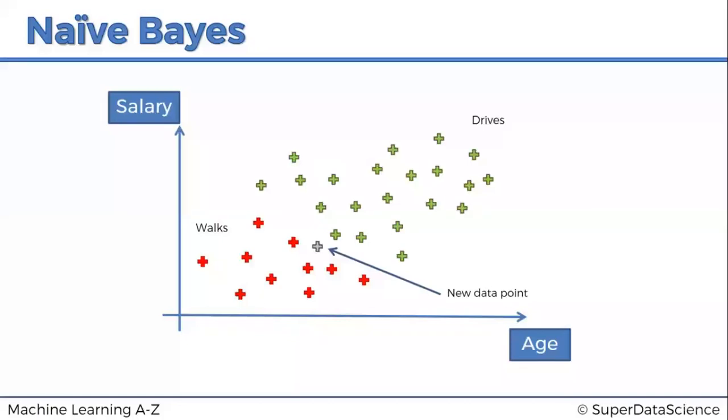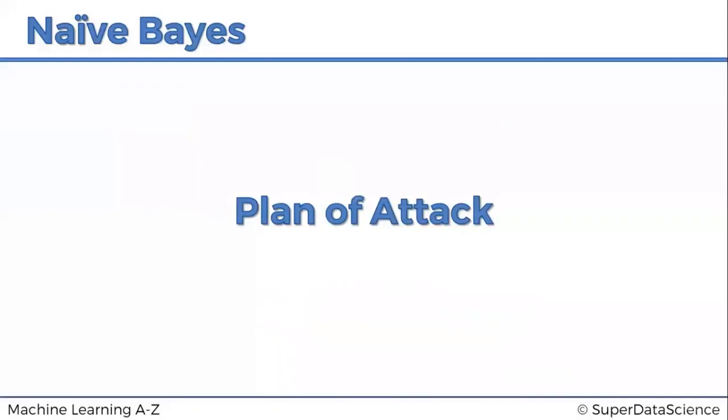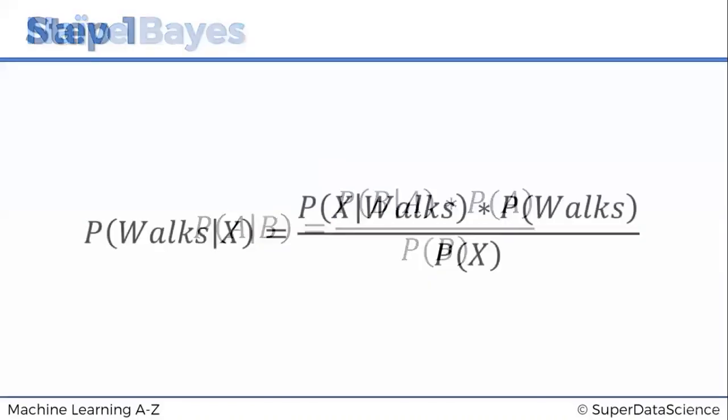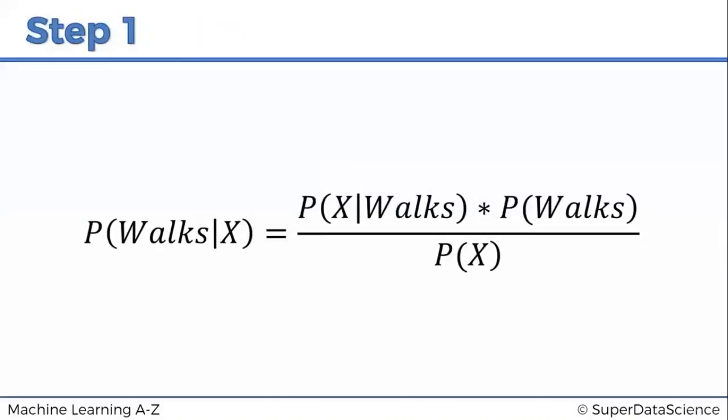All right, so how are we going to approach this? We need a plan of attack. It is going to be quite a complex approach, but at the same time, we're going to break it down into steps and it'll all make sense. It'll be very easy to understand. So our plan of attack. We're going to take the Bayes theorem and we're going to apply it twice. First time, we're going to apply it to find out what is the probability that this person walks given his features. And X over here is the features, or represents the features of that data point.